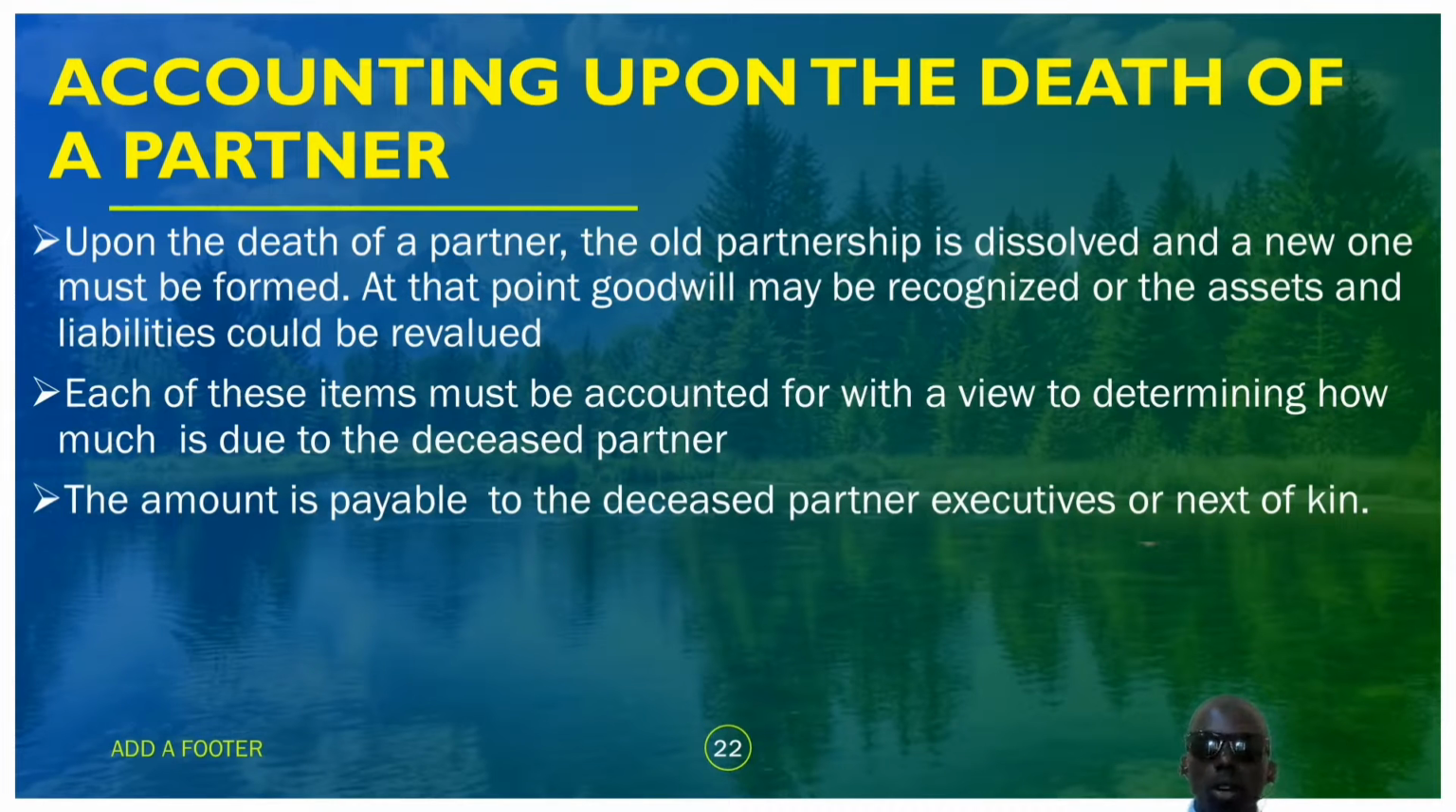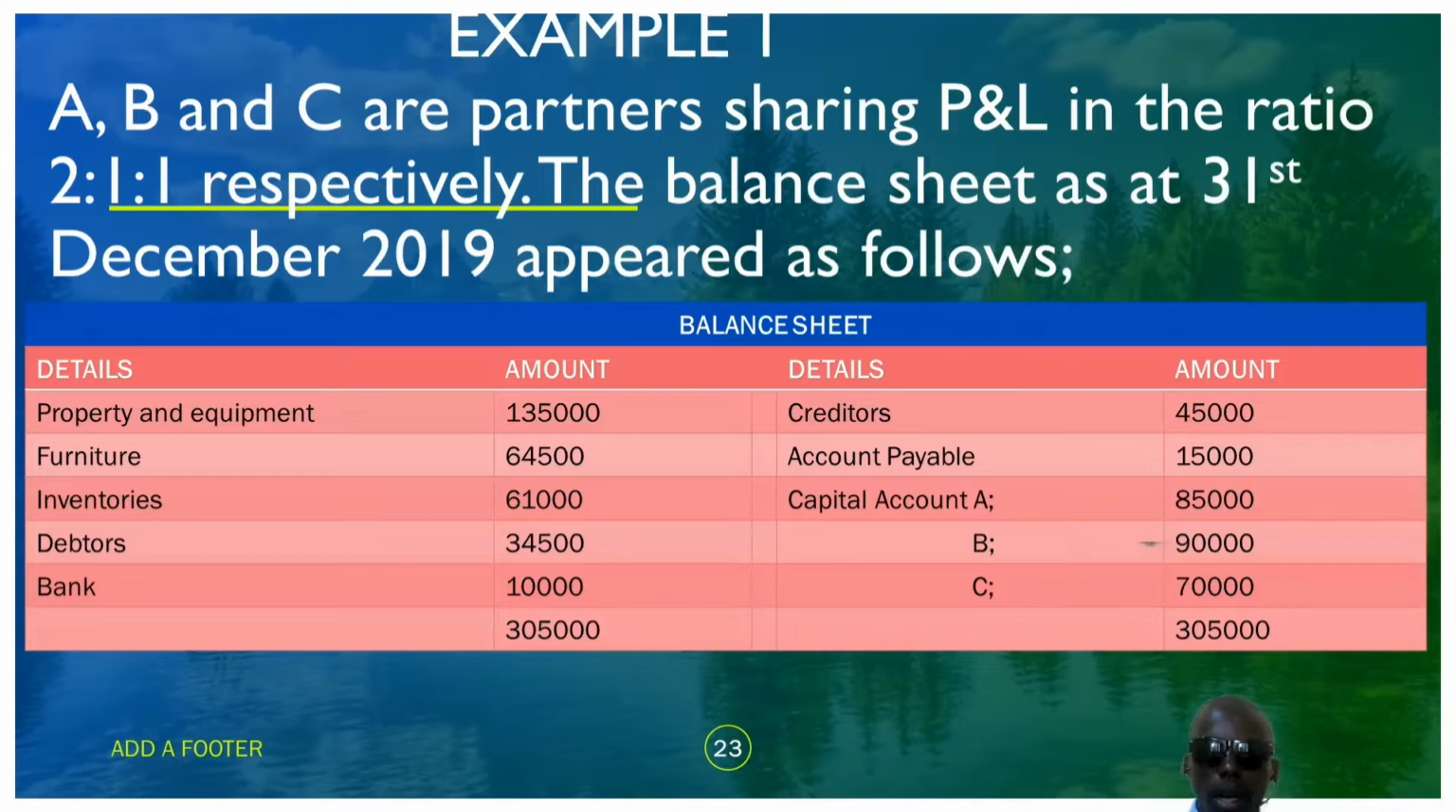To understand this more, I would like to have an example, one or two, so that we can understand more. The first example is on three partners, partner A, B, and C. We are told that they share profit and loss in the ratio 2:1:1 respectively. The balance sheet as at 31st December 2019 looked like this.